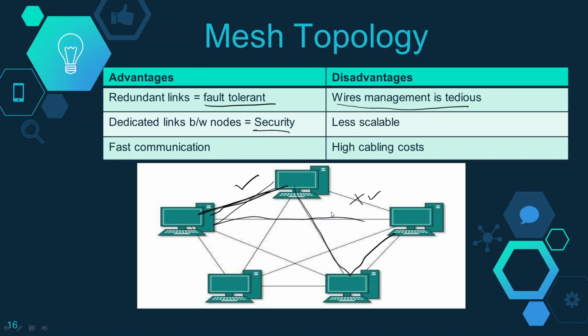Since it has many wires for each connection, its management and troubleshooting is tedious. It is less scalable because this computer has a limited number of ports. Now let's suppose we have 2 or 3 more computers, we cannot all connect to the same computer because we will run out of network interface cards. And again, the cost is high because of the large amount of cabling.